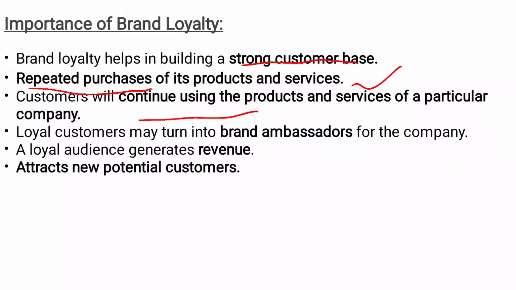That means loyal customers of a particular brand are less likely to get influenced by the marketing efforts of competitors, thereby increasing the probability that consumers will continue using the products and services of a particular company. Then loyal customers may turn into brand ambassadors for the company. That means here brand loyalty is like a free promotion, or a tool for the advertising of the company's product.